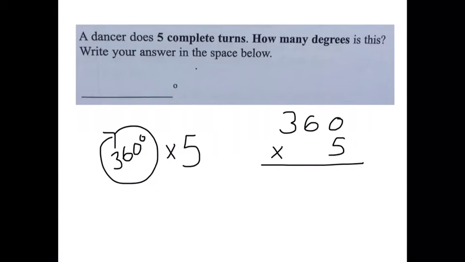5 times 0 is 0. 5 times 6 is 30. 0 and 3 over. 5 times 3 is 15, plus the 3 is 18. So 1,800 degrees. That's 5 complete turns.